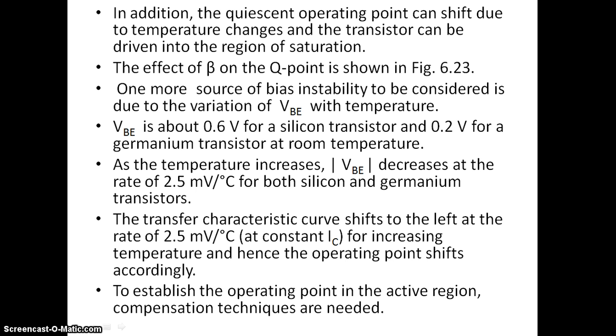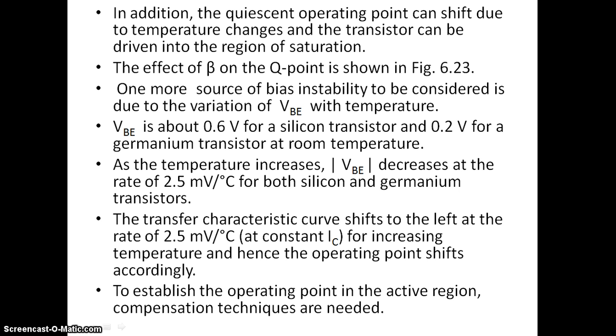One more source of bias instability is considered to be VBE, the base emitter voltage. Normally the base emitter voltage is 0.6 volt for a silicon transistor and 0.2 volt for a germanium transistor at room temperature. As the temperature increases, the base emitter voltage decreases at the rate of 2.5 millivolt per degree Celsius for both silicon and germanium transistors.